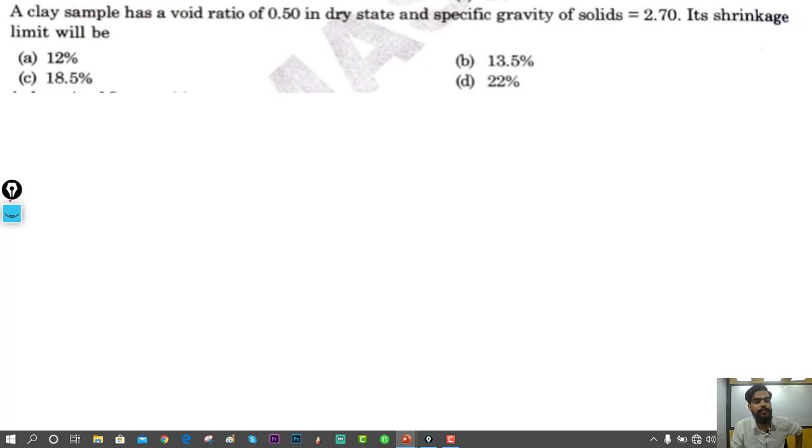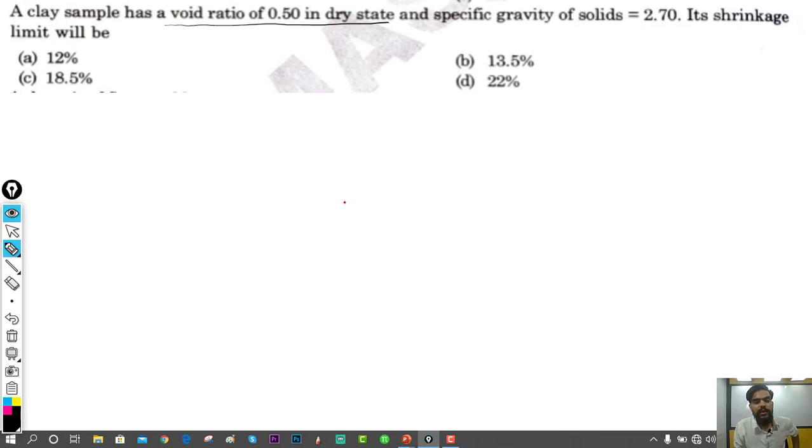So our second question is: a clay sample has a void ratio of 0.5 in dry state and the specific gravity of solids is 2.7. Find its shrinkage limit. Guys, don't get confused by void ratio in dry state. It means the clay sample has a void ratio of 0.5 in dry state and specific gravity is 2.7.